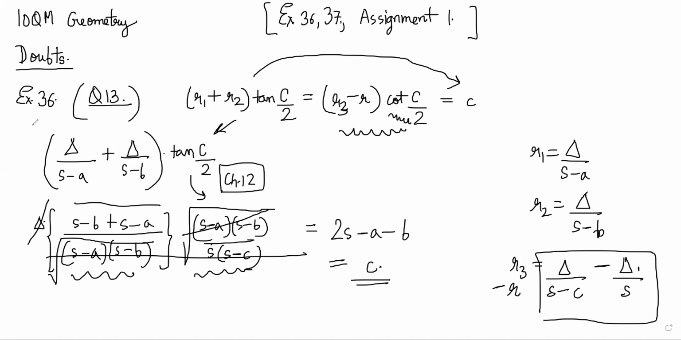And in the same exercise, question number 22. Question number 22 is basically going to use some other questions that you're supposed to prove. So in question 22, you have to show r square plus r1 square plus r2 square plus r3 square is equal to 16 capital R square minus a square minus b square minus c square. Now here you have to use question number 10 and question number 18.